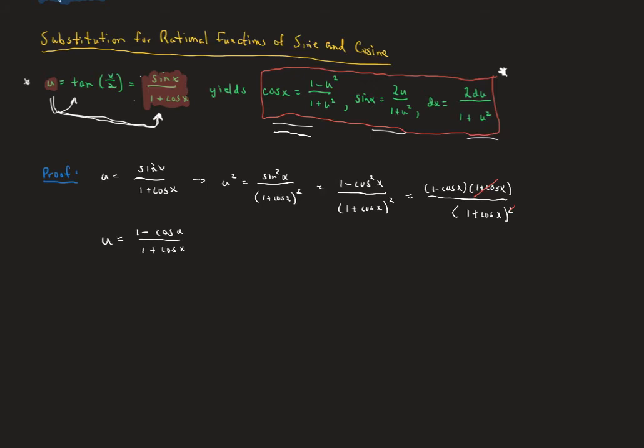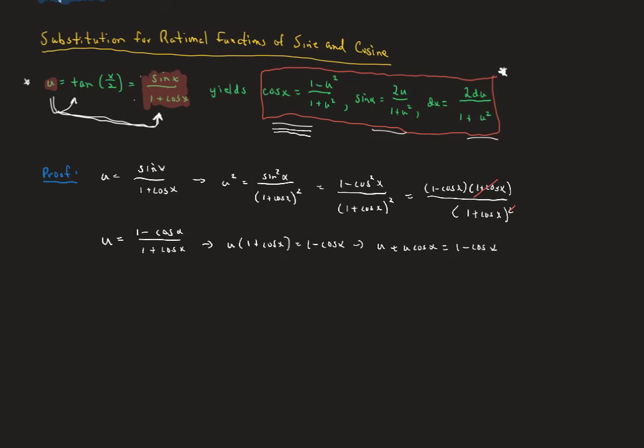So we're making progress. Remember, we're still trying to get that cosine of x is equal to 1 minus u squared over 1 plus u squared. So I'm going to multiply both sides by 1 plus cosine x. So that's going to become u times 1 plus cosine x is now equal to 1 minus cosine x. And then we can distribute that u, and so that's going to be u plus u cosine x is equal to 1 minus cosine x.